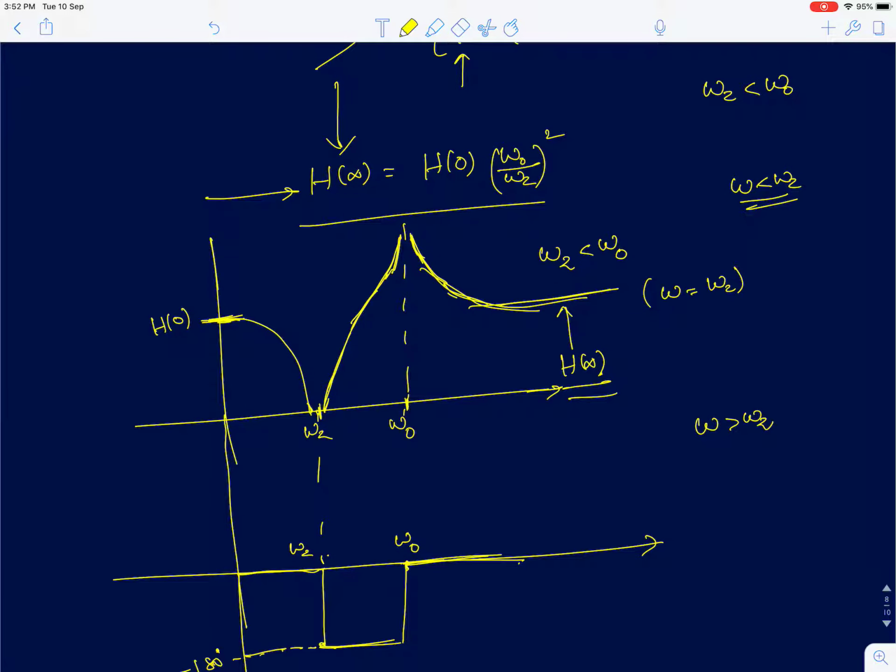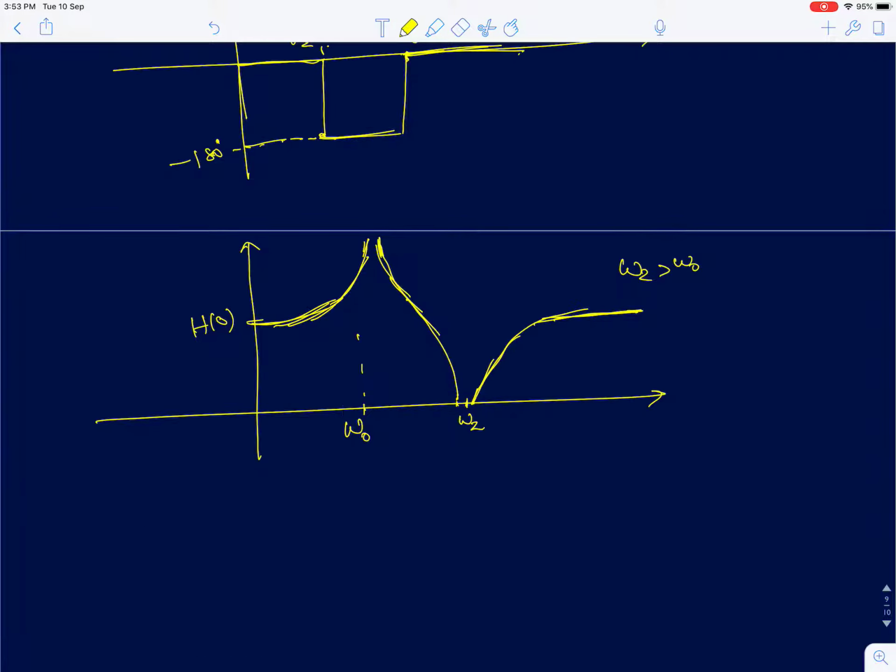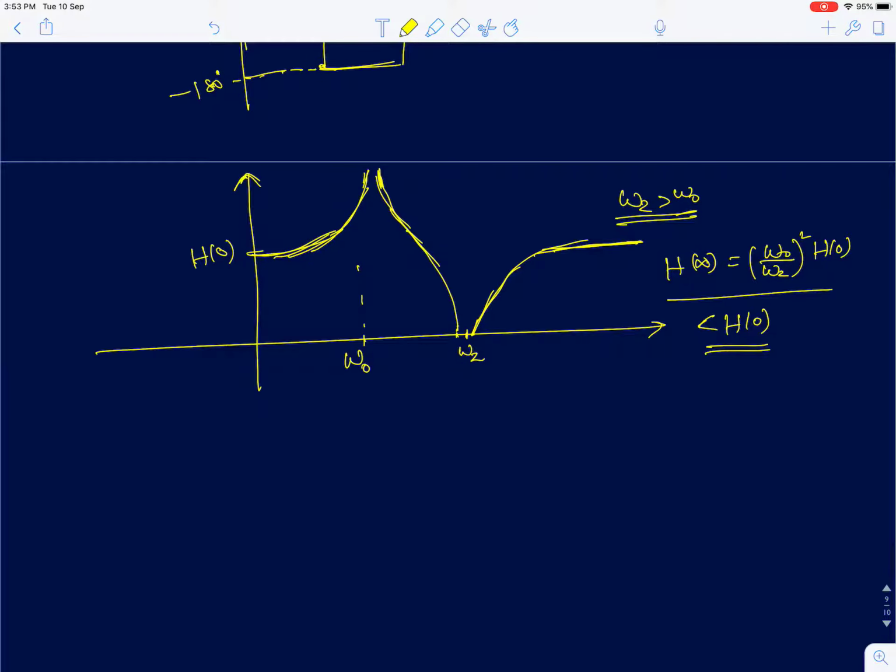We have drawn for the case when omega naught is greater here. So h infinity will be greater than h of 0. I just wanted to point that out. For this case, if your omega naught is greater than omega z, omega naught occurs later, h infinity will be greater than h of 0. And similarly, for this circuit, h infinity, which is actually omega naught upon omega z, the whole square into h of 0, will be actually less than h of 0. Okay, so this is h infinity.